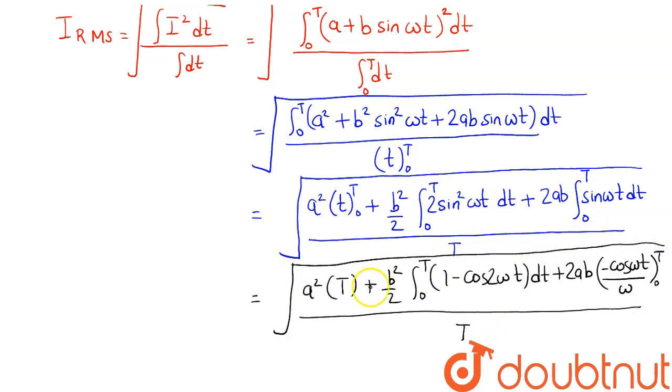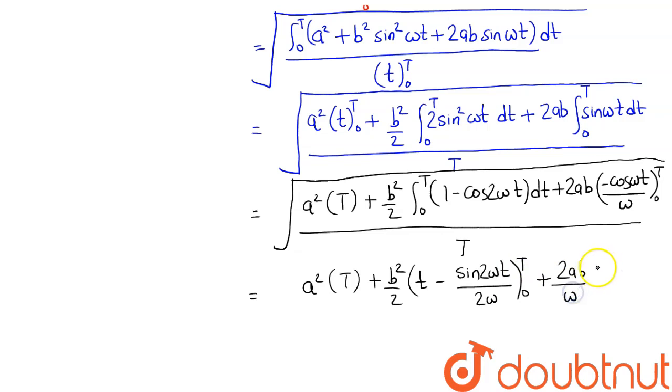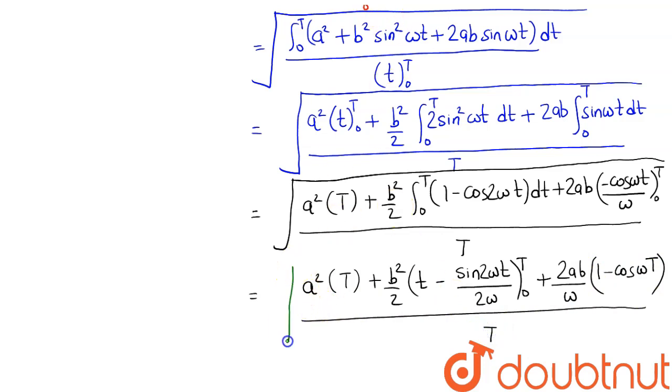Now on further simplification we can see here this comes out to be A square into T, then B square by 2, where integration of 1 is T and integration of cos 2 omega t is sine 2 omega t divided by 2 omega with limits 0 to T, and this here is 2AB divided by omega, and substituting the value, this comes as 1 minus cos of omega into capital T. So here we divide by capital T, and this is the square root of this whole quantity.